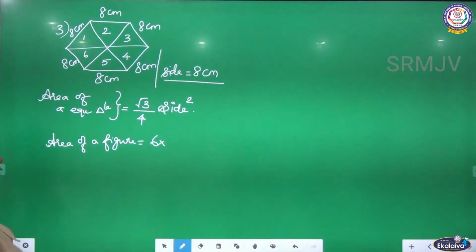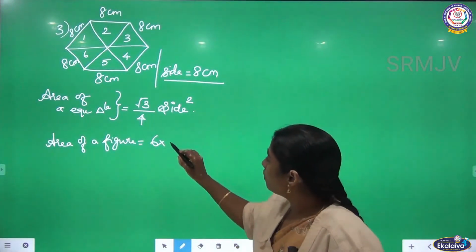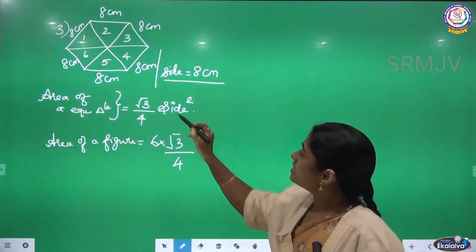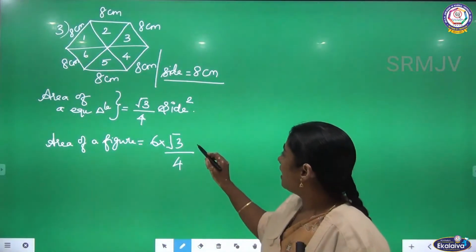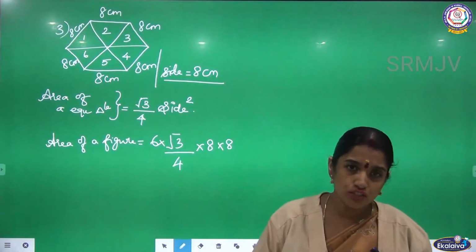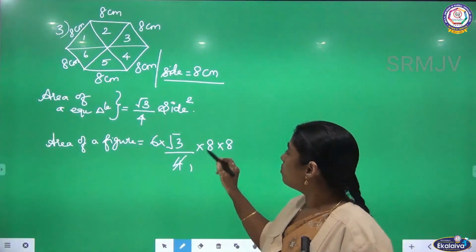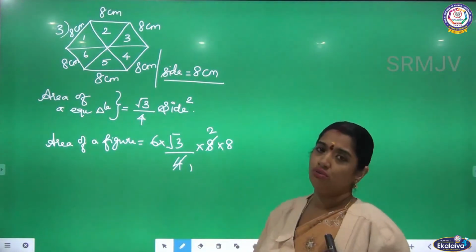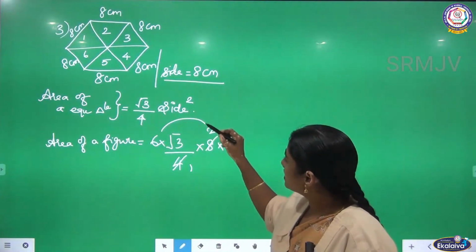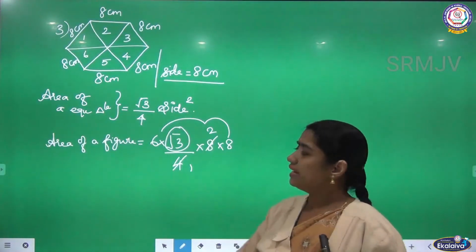The side is 8 centimeter. So listen, 6 into root 3 by 4. What is the side given here? 8. So into 8, side square. So 8 into 8. Now I can cancel this. 4 ones are 4, 2 fours are 8. Then what are my numerators here? 6 into 2 into 8 as well. One more root 3 is there.